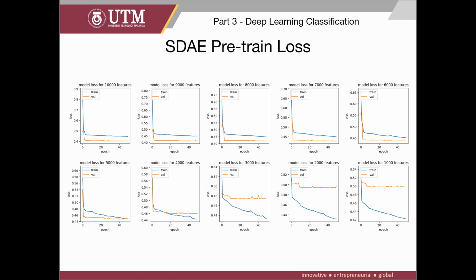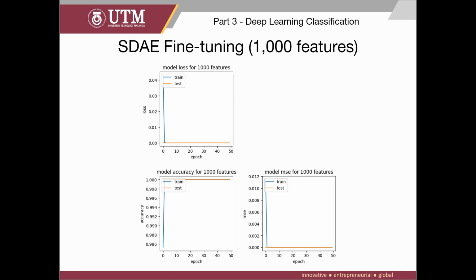This could possibly mean that the features we have extracted for feature subset 1,000 to 3,000 are not suitable for deep learning classification according to their reconstruction loss. This is how I do the fine-tuning for the SDAE. For this one, I have only used the feature subset with 1,000 features. This is because the GPU RAM is already maxed, so I try to use the smallest feature subset.